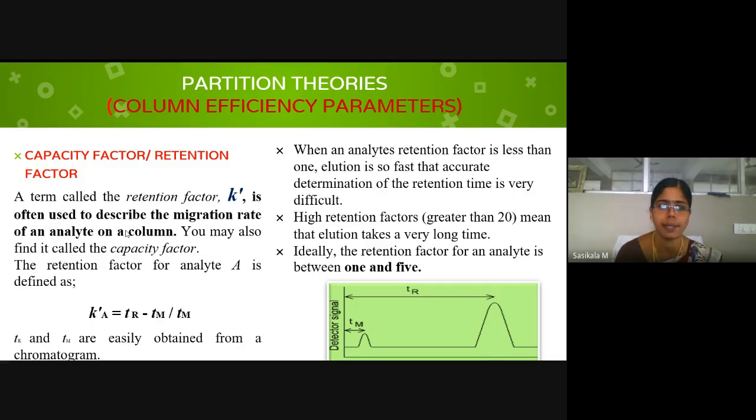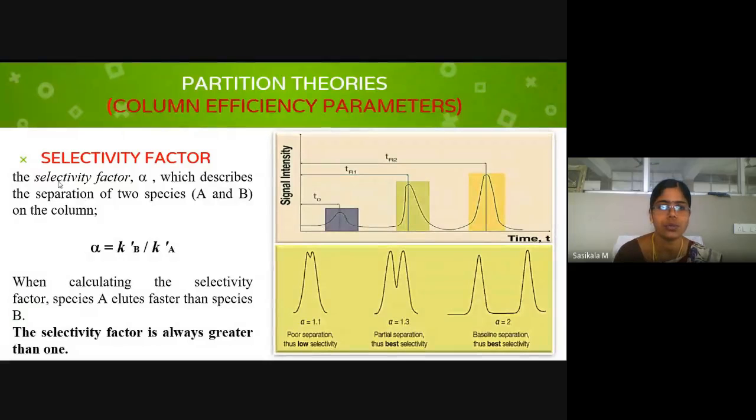Okay. This is about capacity factor, which will affect column efficiency. It is defined by retention time and migration time. It tells about the migration rate of an analyte on a column. If it is high, elution will take more time. If it is very low, elution will take less time, but you will not get defined peaks. So the ideal retention factor K value will be between 1 and 5. This is about capacity factor or retention factor. Clear? Next, we'll move on to selectivity factor.